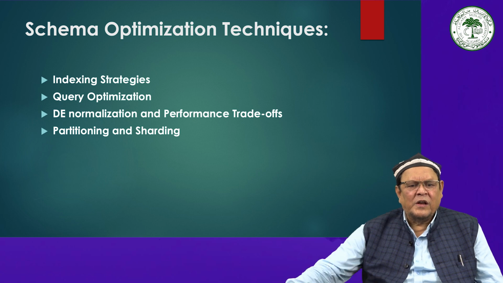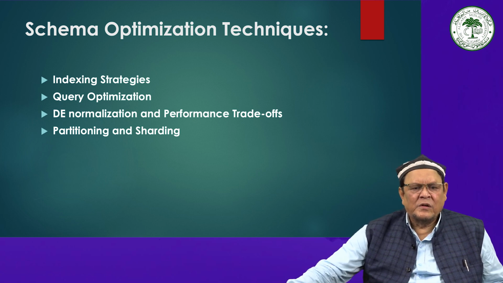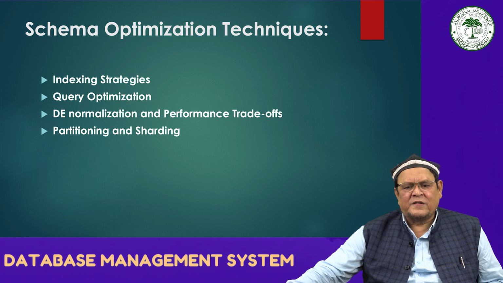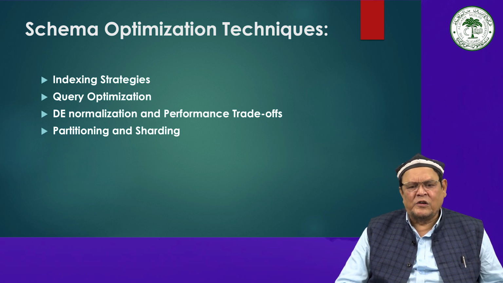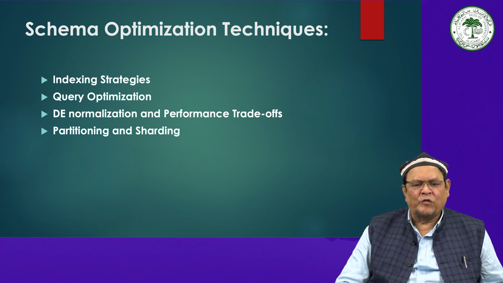Query optimization. Delve into techniques for optimizing database queries. We will discuss query execution plan, statistics, and other factors that influence the efficiency of data retrieval. Denormalization and performance trade-off. Explore the concept of denormalization and its role in schema optimization. Understand the trade-off between normalized and denormalized schemas in terms of storage and query performance.